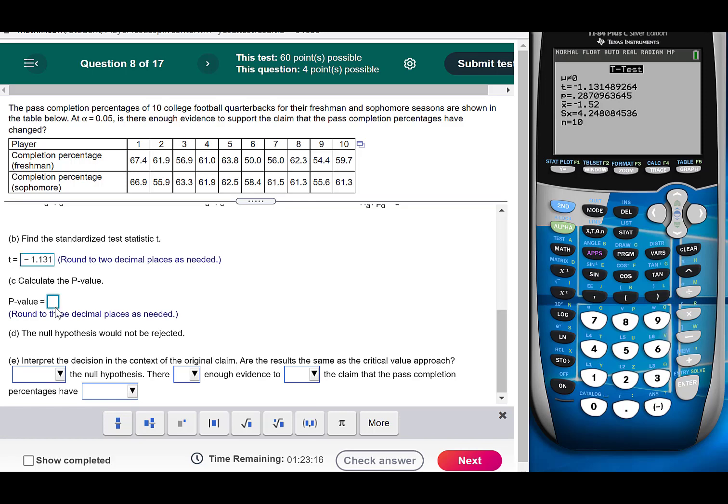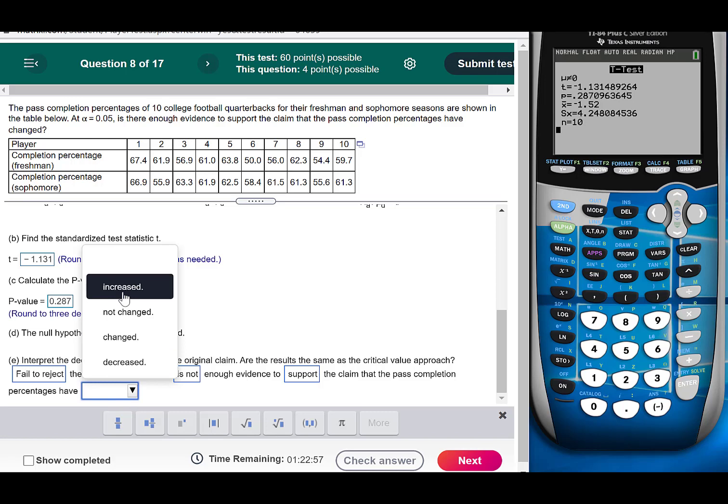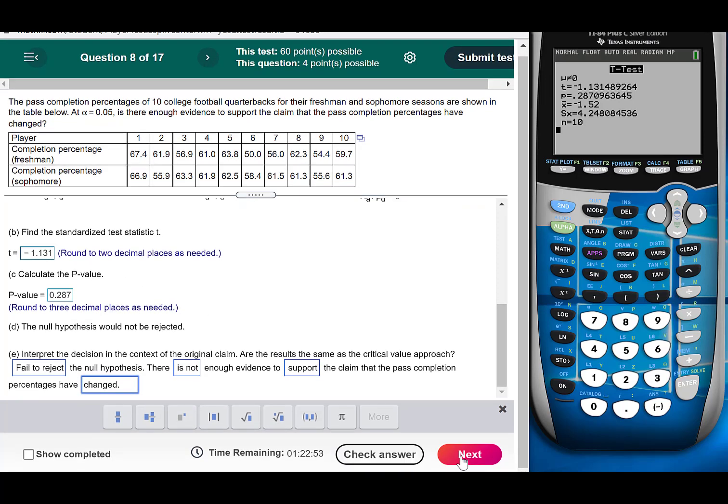The p-value is 0.287, and fail to reject the null hypothesis. Every time you fail to reject the null hypothesis, you say there is not enough evidence to support the claim that the completion rate have changed. Changed could be increase or decrease, either one.